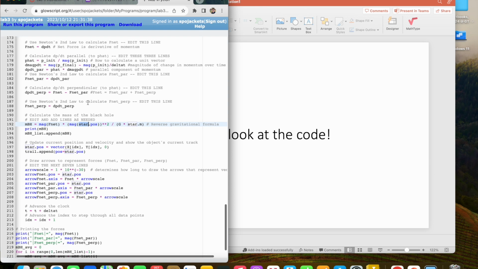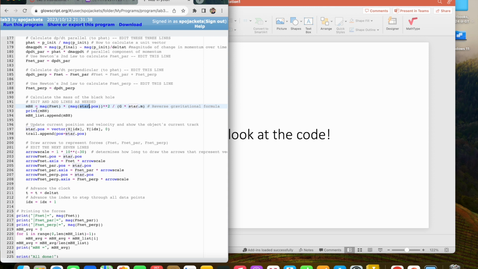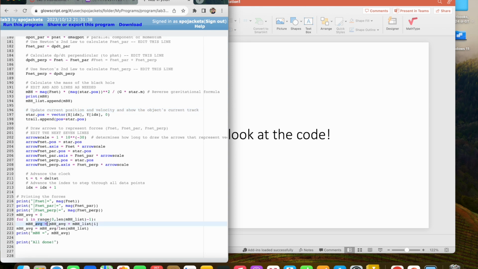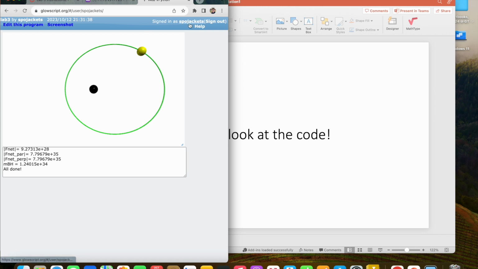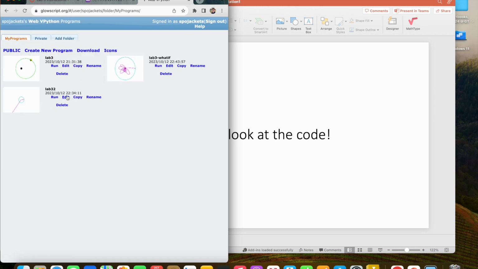Now in the beginning we had a list that captured all of the masses of the black holes, and that's what we're doing here. We're capturing them, and then in the end we add them up, divide by the amount we added up, and then we get our average there, which is 1.24 E34-ish. So we can see that just here. Awesome. So then moving on, let's look at the second part of the lab here.